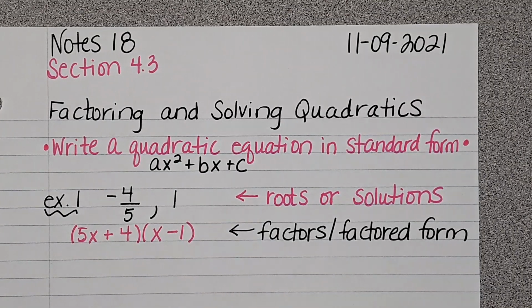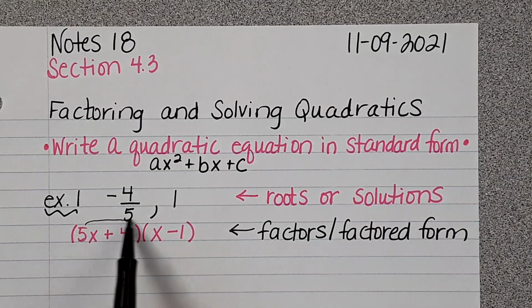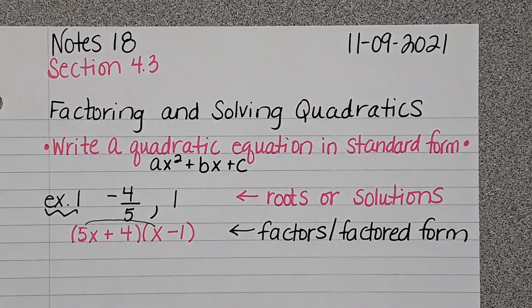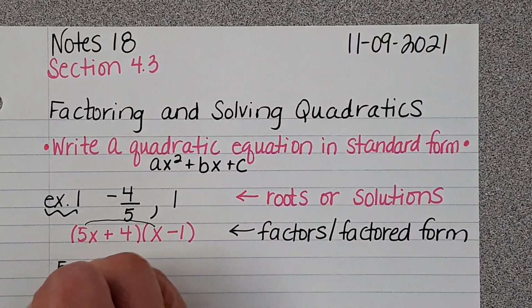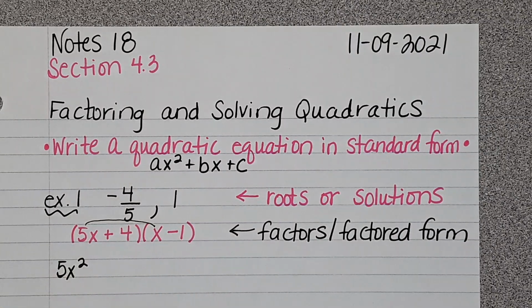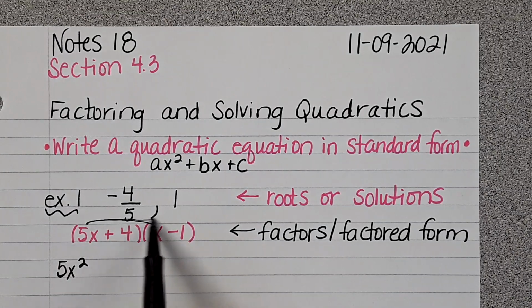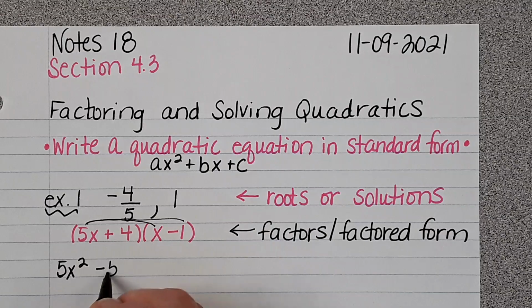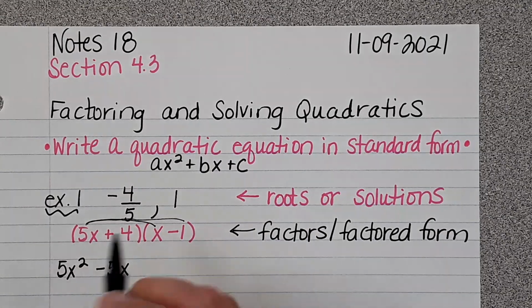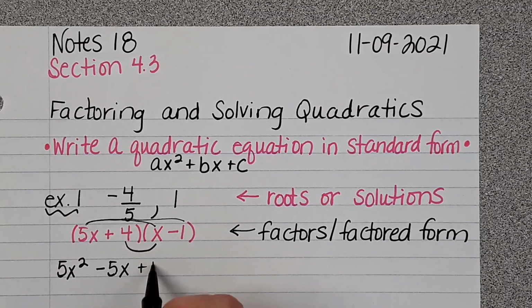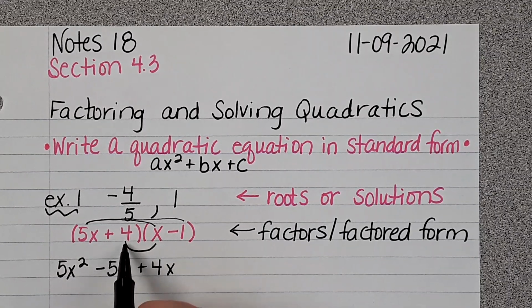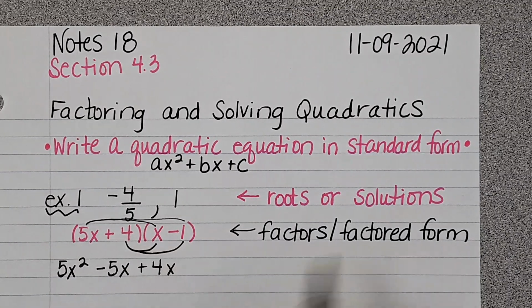FOIL, first, outer, inner, last. So I'm going to do 5x times x. 5x times x is, so I'm going to write 5x squared. Then I'm going to do 5x times -1. -5x. Then 4 times x. And then I'm going to do 4 times -1.